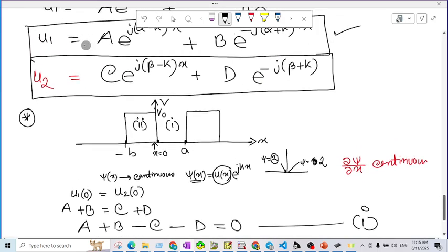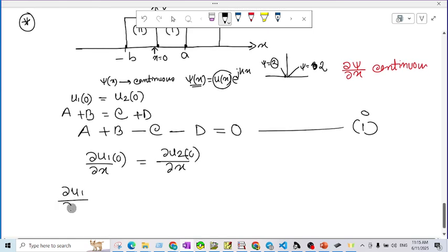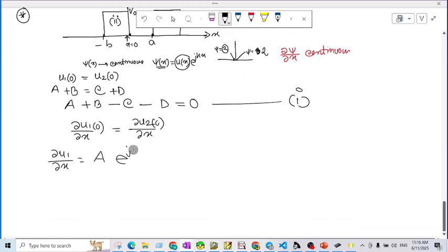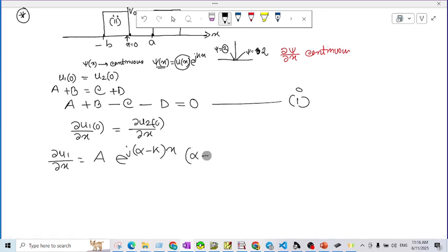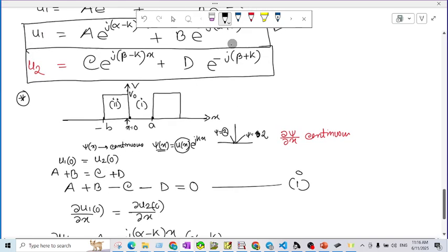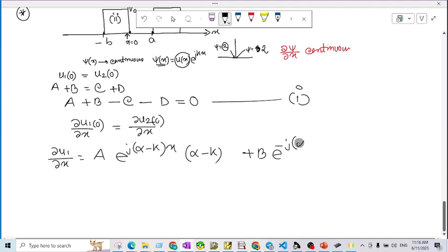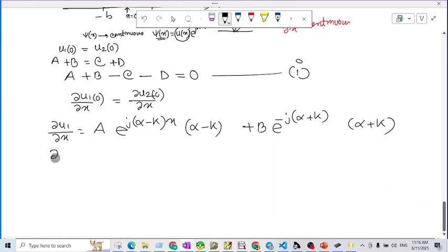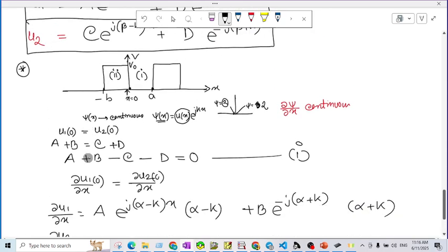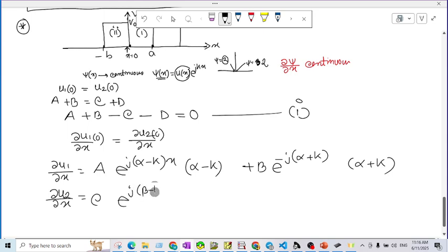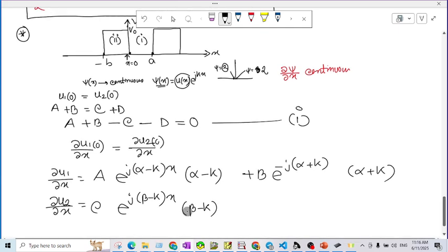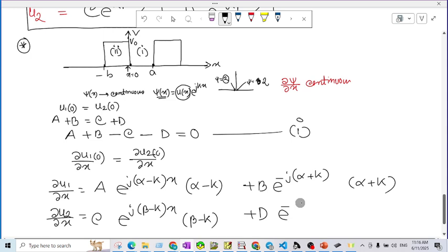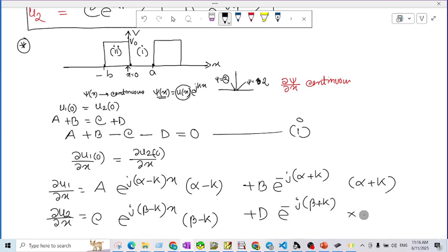u1 and then u2. So let's differentiate u1. If I differentiate this thing, I will get a e to the power j alpha minus k x into alpha minus k, and then if I differentiate this term, I will get b e to the power minus j alpha plus k, and again I will have alpha plus k. Now if I differentiate u2, I will have c e to the power j beta minus k, then beta minus k. And for the second term of u2, I will get d e to the power minus j beta plus k, and then again beta plus k.